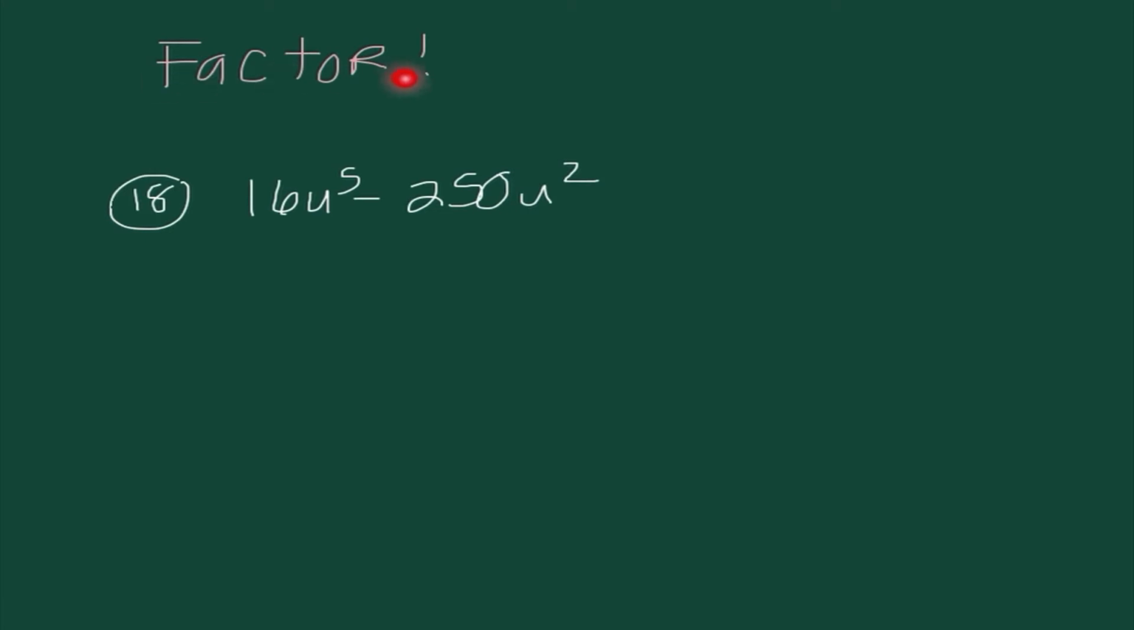Now we're moving on to factoring. So I'm going to start with 18 because this is a good reminder that the first thing I always need to look for is a GCF. And in fact, I think we can take out 2u squared in both of these terms. So I'm left with 8u cubed minus 125.